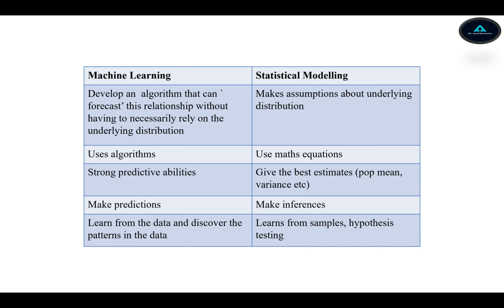When it comes to machine learning, we are mostly concerned about predictions. So we want to develop an algorithm that will see new data and be able to predict what can happen in the future. But when it comes to statistical modeling, we just want to make certain inferences using a sample. That is why statistical models learn mostly from the sample, and we are able to draw conclusions about the whole population based on the sample.